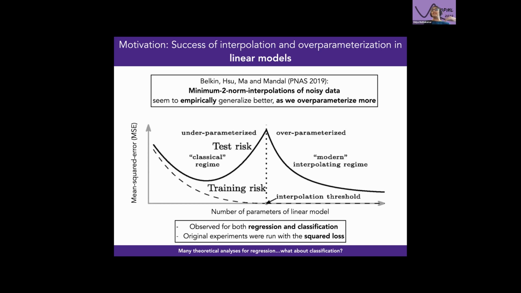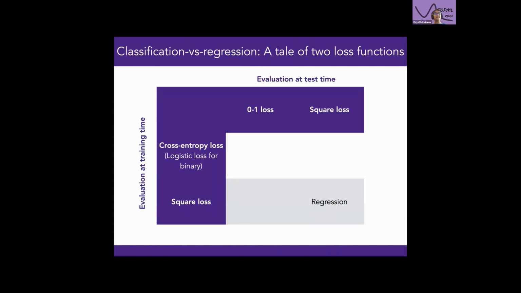And since the advent of these experiments, we've seen a lot of wonderful mathematical work analyzing overparameterized linear models in the case of regression tasks, and comparatively less for the case of classification. And what I'm going to focus on today is specifically the classification task. So in today's talk, we're going to be doing a lot of direct comparison between classification and regression. And really the whole story boils down to a tale of two loss functions.